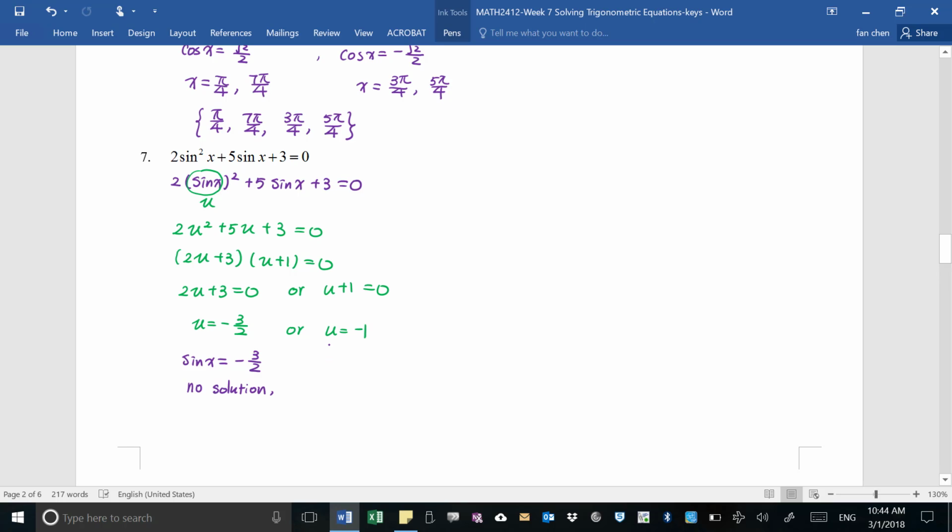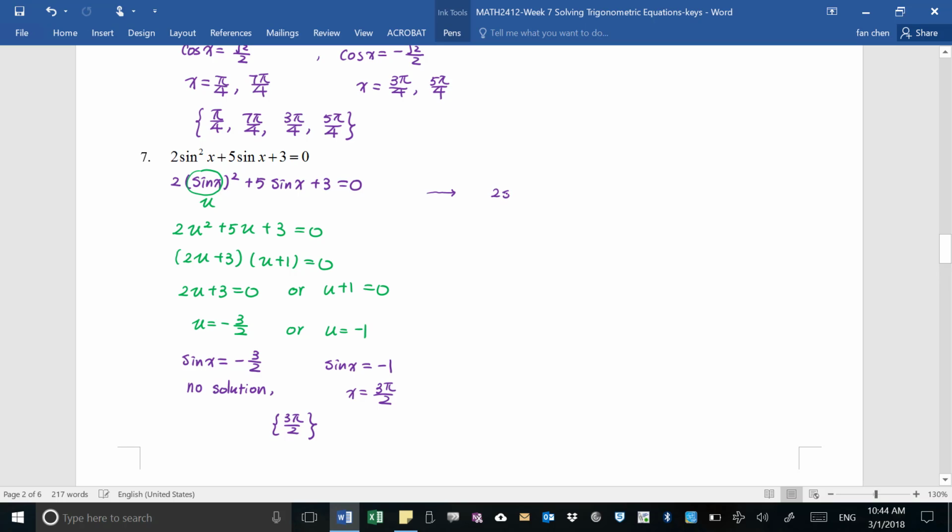Okay. And this one will be what? Sine x is equal to negative 1, so that we get x is equal to 3 pi over 2. Since we only consider the solution between 0 and 2 pi, that's the only solution, 3 pi over 2. Right, so from the green part, if you don't want to use the substitution, you can just start from here and move on to writing the same thing.